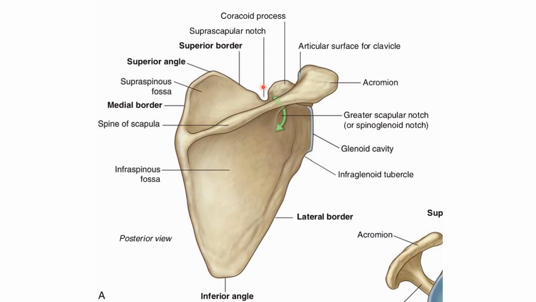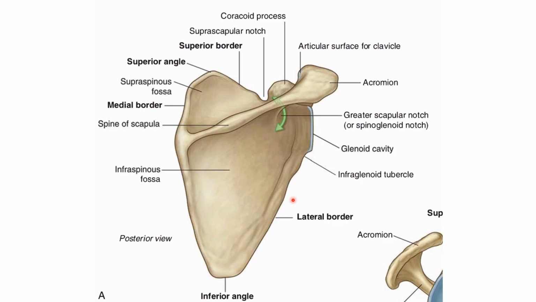Then you have here the suprascapular notch, then the coracoid process, as I have said. So the processes, I have said that we have 3 processes. One of them is the coracoid process. Then we have the acromion process. Then here is the greater scapular notch at this point. Then here we have the glenoid cavity. At this point where we have the glenoid cavity, we have the lateral angle of the scapula.